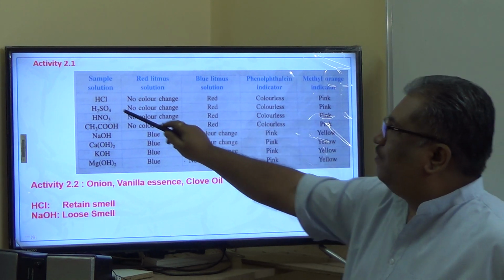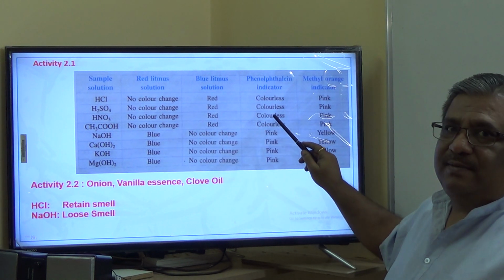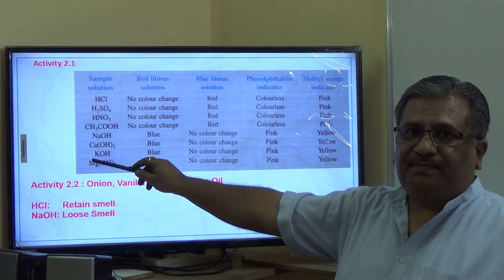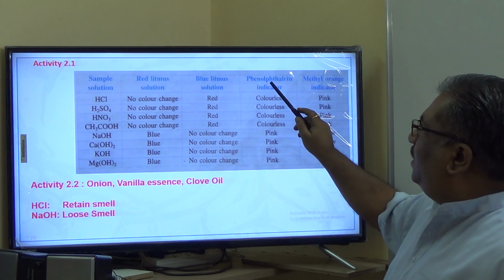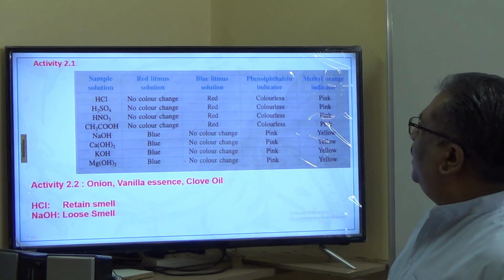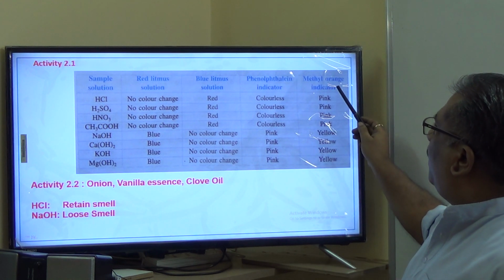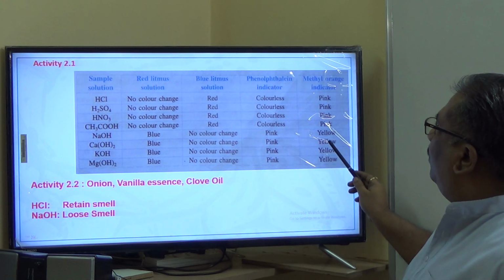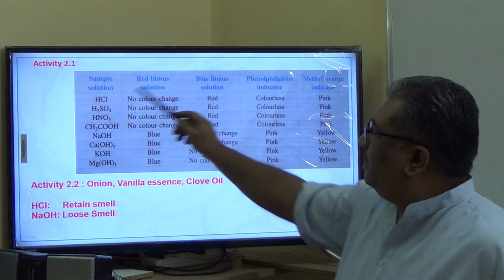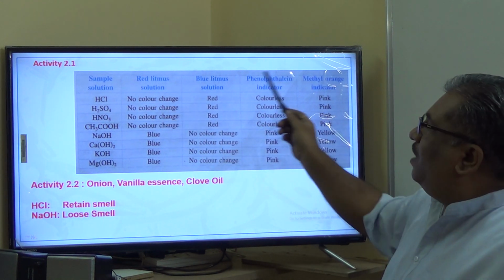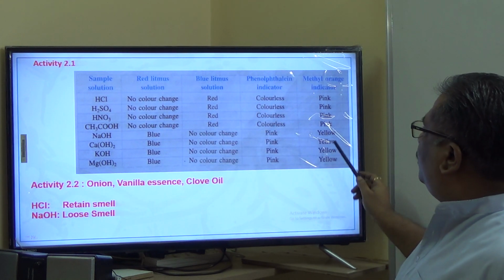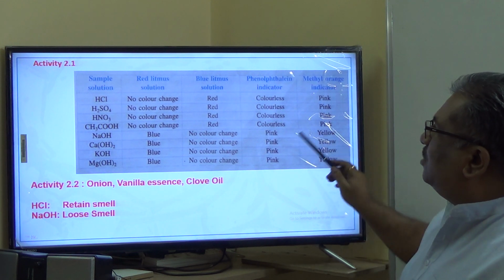Phenolphthalein is colorless in acids and changes to pink in bases, isn't it? Methyl orange, it is pink to yellow, you understood? So in neutral it is orange, but in acids it is pink, in bases it changes to yellow. So this is the observation given.